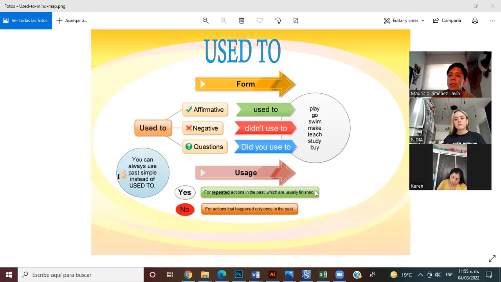Now, here, like it says, we use it for repeated actions in the past, which are usually finished. What does it mean? We stop doing them. We don't have those anymore. That's the point that we need to be very, very aware of. We use no for actions that happen only once, you can also refer to one time. For example, I didn't used to go out on weekends. That's the example that we have.